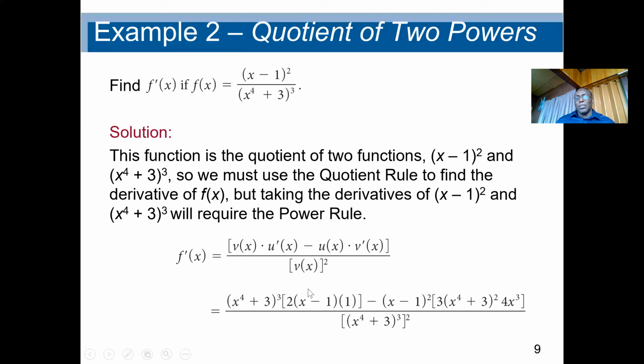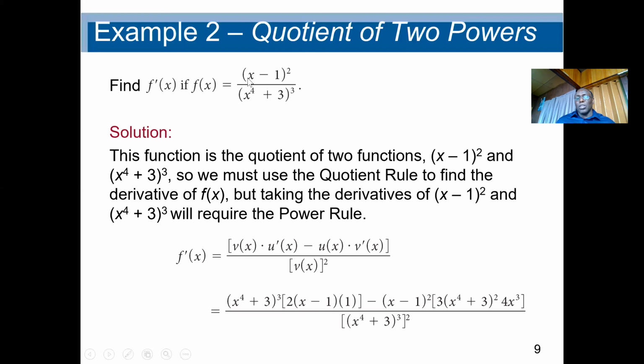So here we should pay attention to the power also. You can see that first, we have s^4 plus 3 raised to the power 3 right here. Then we have to find the derivative at the top first. So that will give me 2x minus 1.